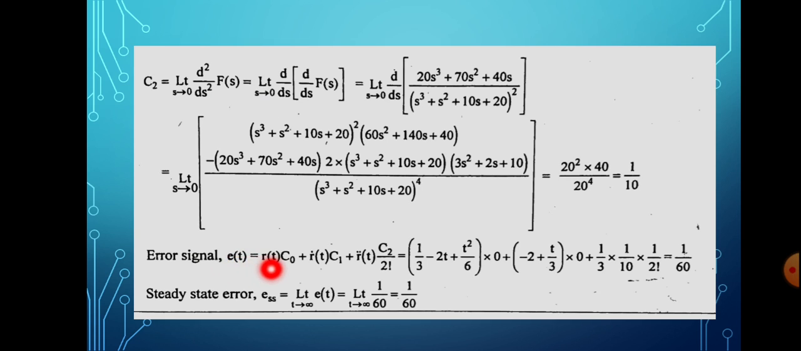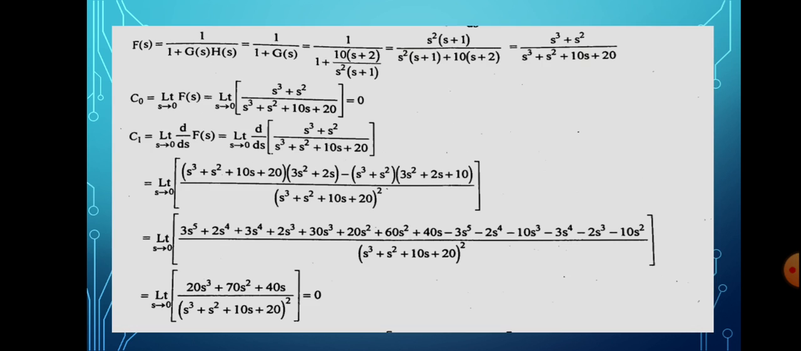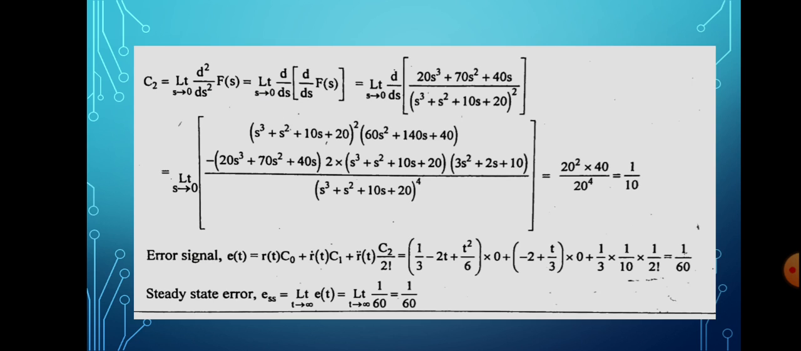So the error signal e of t will be equal to r of t into c0 plus r dash of t into c1 plus r double dash of t into c2 by 2 factorial. This is our error signal equation. In this, the c1 term is equal to 0. See, the c1 term is 0, so that will not appear in the answer.